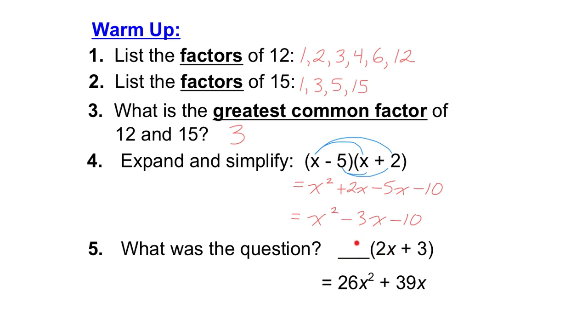2x got multiplied by what to get 26x squared? 3 got multiplied by what to get 39x? Well, it must have been 13x because 13x times 2x would be 26x squared, and 13x times 3 would be 39x. Now we're going to use this idea in a minute once we start the lesson.